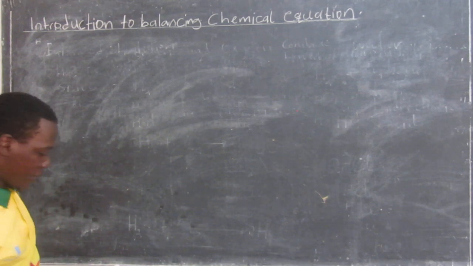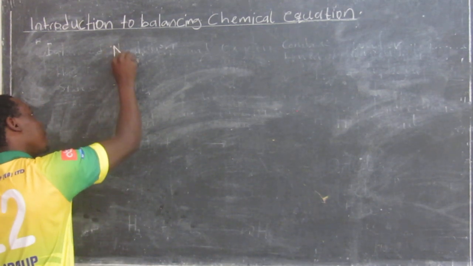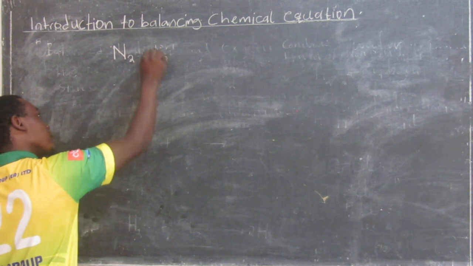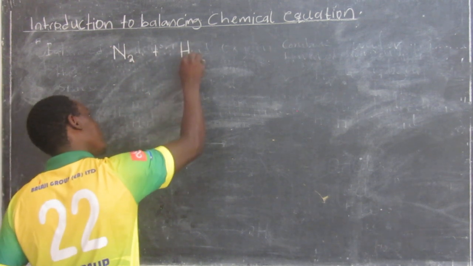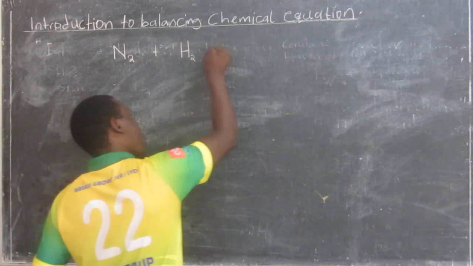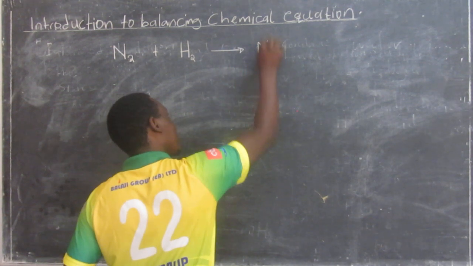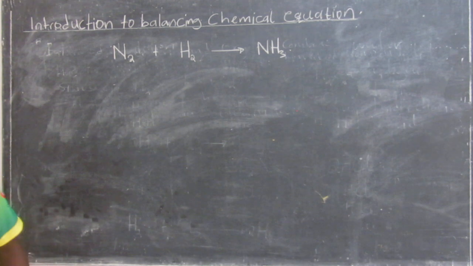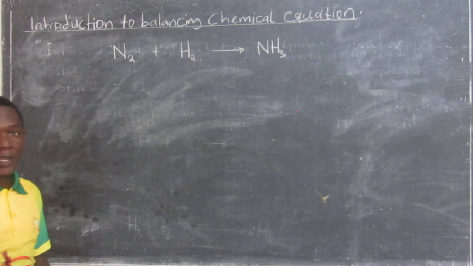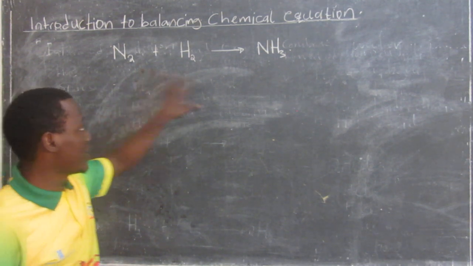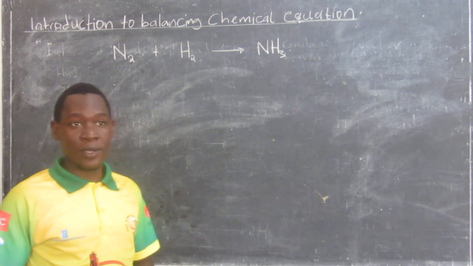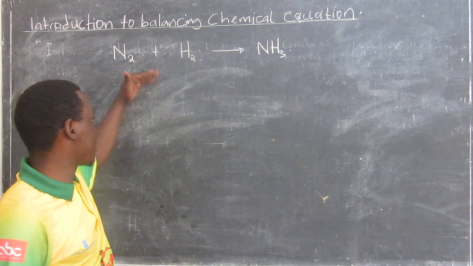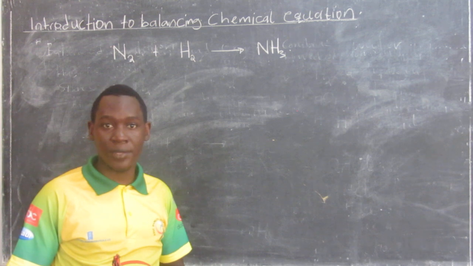Okay, take an example. If I have nitrogen plus hydrogen, these two, they combine to give me ammonia. And I want to balance that equation. Now in this equation here, since we have the reactants and the products, we need to balance them. First and foremost, you need to first list down the number of atoms on both sides.